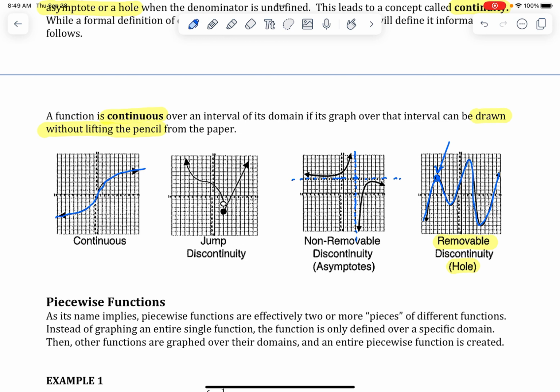Now, unlike a hole, you can't remove it by simply defining a function, right? These are going in completely different directions, and so this is considered a non-removable discontinuity. You can't just define a function somewhere and connect the 2 parts of the graph, right? And so that's what your asymptote is. Sort of a weird one, which leads into the next section, is what we call a jump discontinuity.